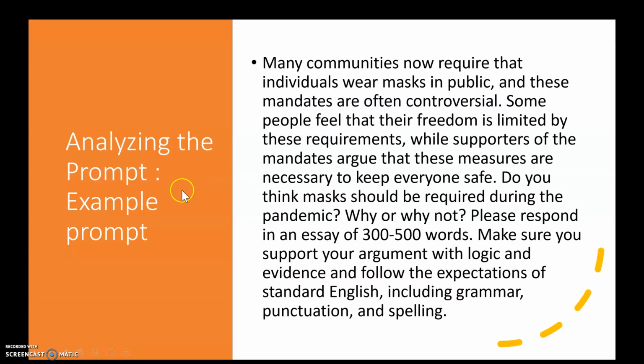So let's look at this prompt. Here's an example prompt, and as you can see, it's on the long side. Many communities now require that individuals wear masks in public, and these mandates are often controversial. Some people feel that their freedom is limited by these requirements, while supporters of the mandate argue that these measures are necessary to keep everyone safe. Do you think masks should be required during the pandemic? Why or why not? Please respond in an essay of 300 to 500 words. Make sure you support your argument with logic and evidence and follow the expectations of standard English, including grammar, punctuation, and spelling. Well, that looks like a lot, but if you break it into pieces, it's a lot easier to get a sense of what's being asked.